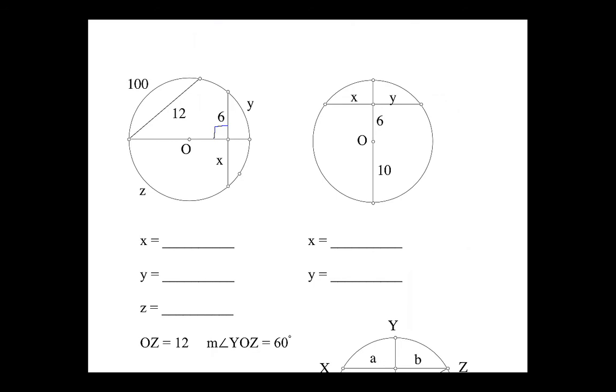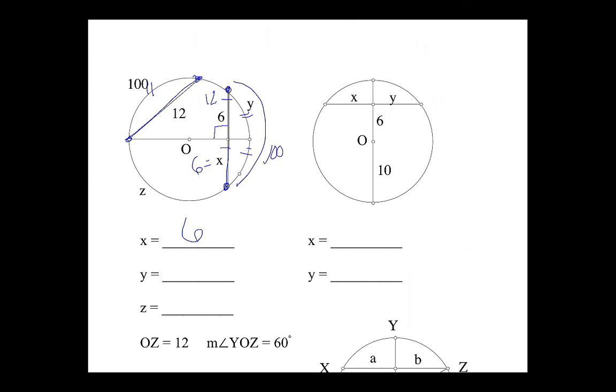From that last theorem we learned, we know that if the diameter is perpendicular, it cuts the chord and the arc in half, which means x has to be 6. And if x is 6, that means this entire chord from this point to this point is 12. Just like this chord from this point to this point is 12. And if two chords are the same, that means their minor arcs, this 100 and all of this, are the same, 100 and 100.